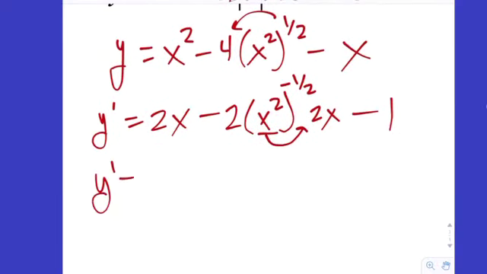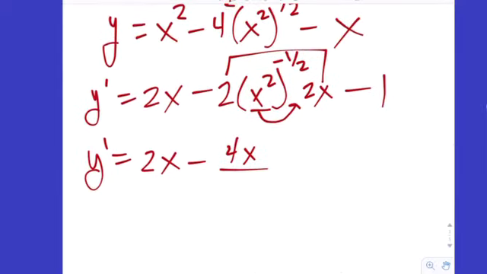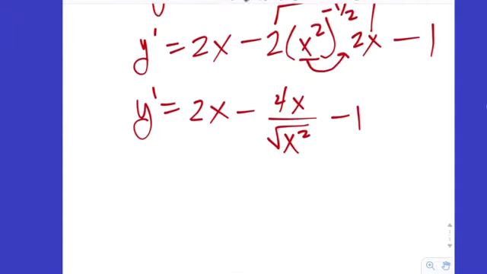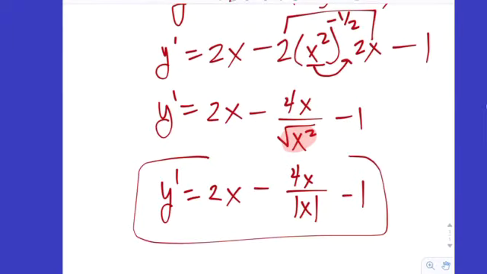So let's see if we can kind of tidy that up a smidgen. That's going to be a 2x minus, I have this 2 times that 2x, which is minus 4x. And then everything else goes back to the bottom. X squared to the -1/2 is really the square root of x squared in the denominator minus 1. And now, hey, what is the square root of x squared? It's the absolute value of x, so we can now call it that again. So now we have the derivative, and that was the easiest way to handle the absolute value of x, okay?